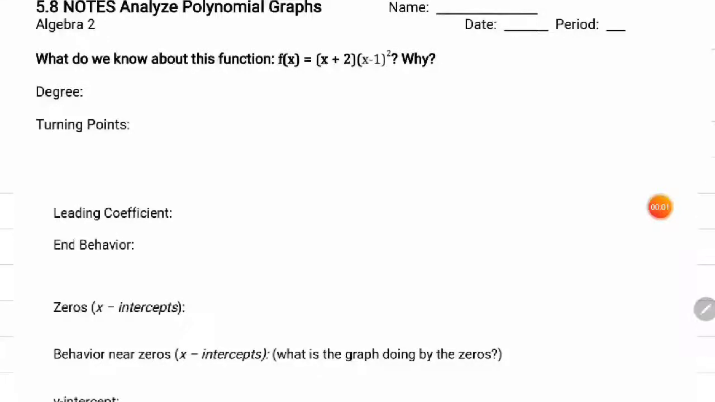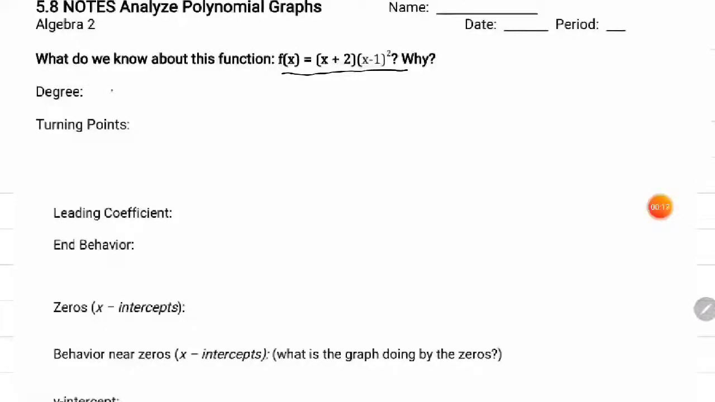This is Scholar Strife doing some Algebra 2, analyzing polynomial graphs. So what do we know about this function here? x plus 2 times the quantity x minus 1 squared.